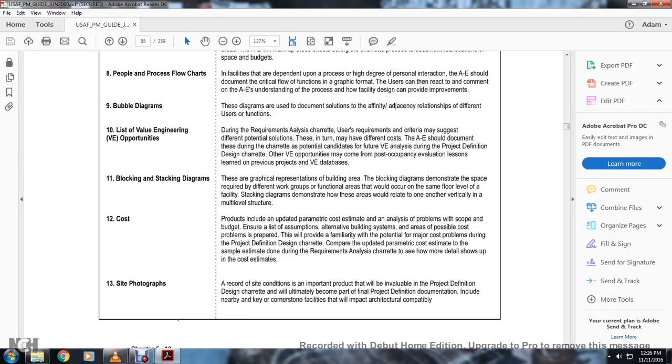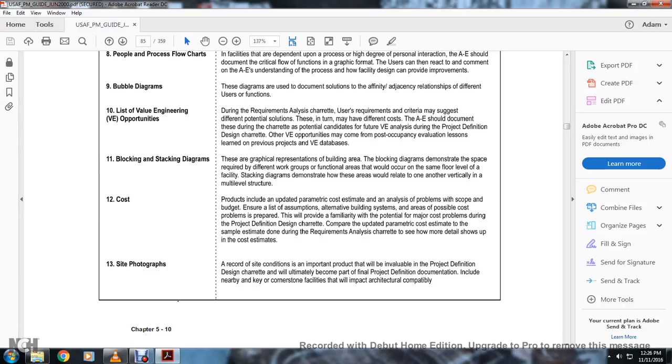The cost as the products indicated with the updated parametric cost estimates. Analyst of the problems, the scope of the budget. The analyst of the ensure the list assumption of alternative building systems area, ensure the possible costs and problems, and prepare to provide the familiarity with the potential major cost program problems during the project definition design chart. Compare updated parametric cost estimates with the same estimate during the requirements analysis chart to see how more the detail shows up in the cost estimate.